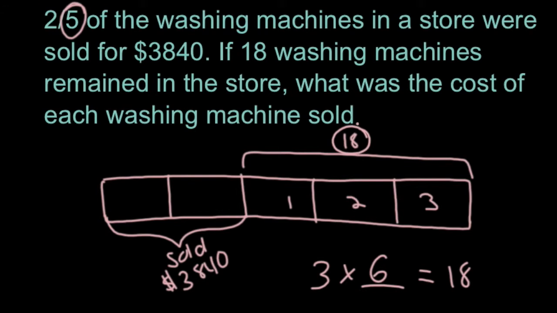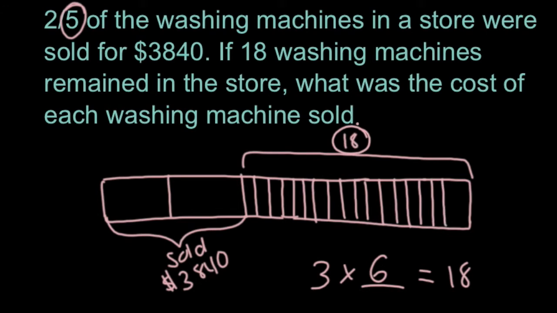So I'm going to need to split each one of these bars up into 6 parts. 1, 2, 3, 4, 5, 6. Now I have 18 washing machines illustrated here.